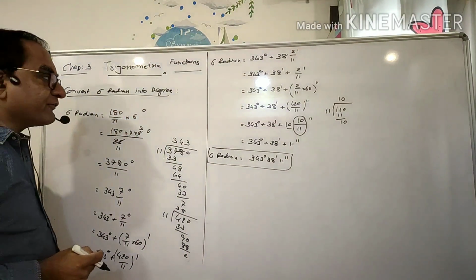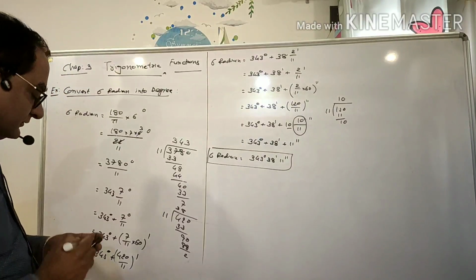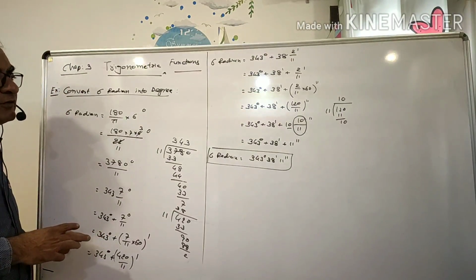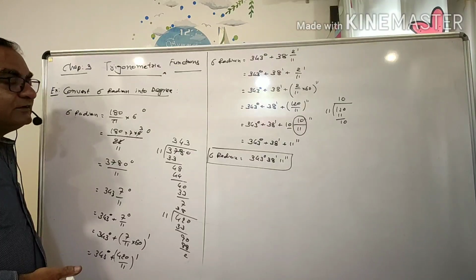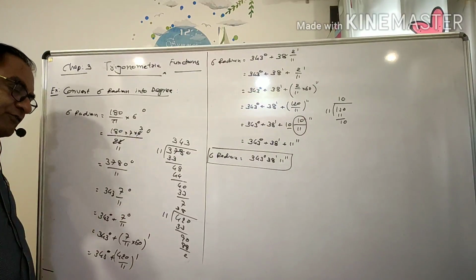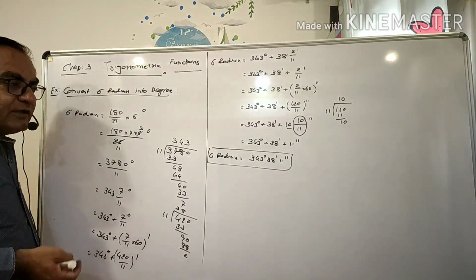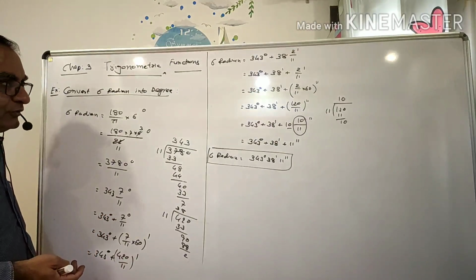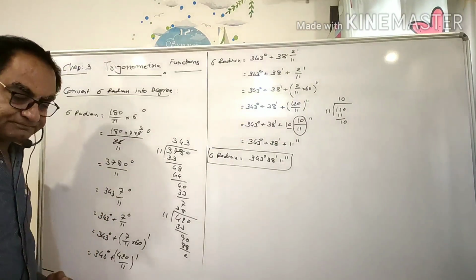This way we can just do the examples. Now you must be comfortable in converting radians to degrees and degrees to radians. This is the process. We'll see some additional examples also. I am writing these examples now.